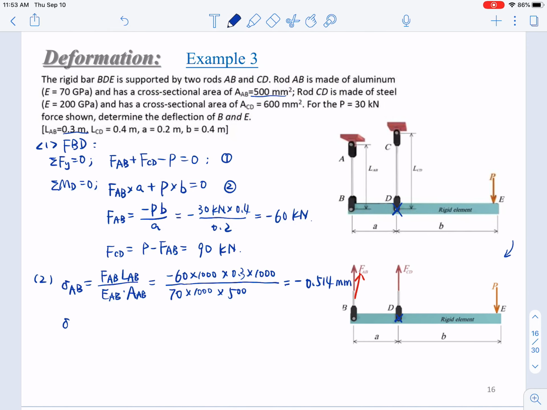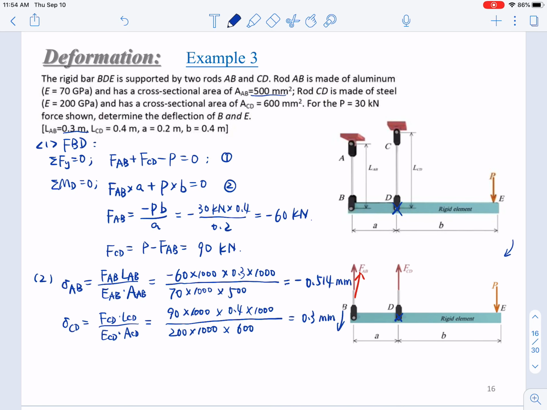We can also calculate delta CD, that is F_CD times L_CD over E_CD times A_CD. In the same way, we will have 90,000 times 0.4 thousand over 200 gigapascal times 1,000 into MPa, times the cross-section area, which is 600. Here you will get positive 0.3 millimeter. What does this positive mean? It means that CD will be elongated, so point D will go downward.